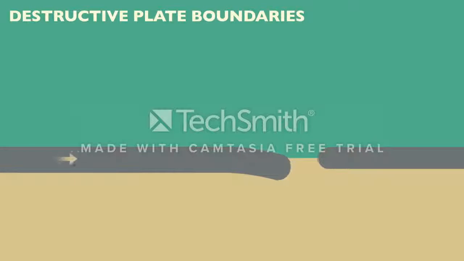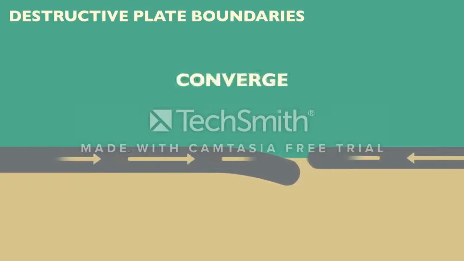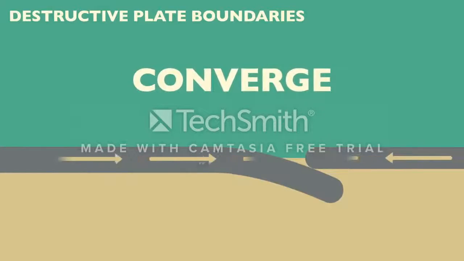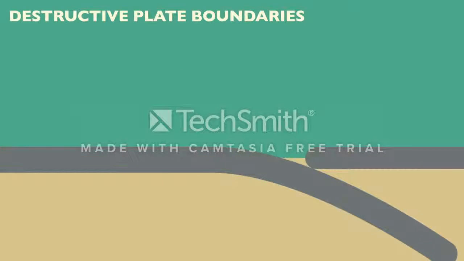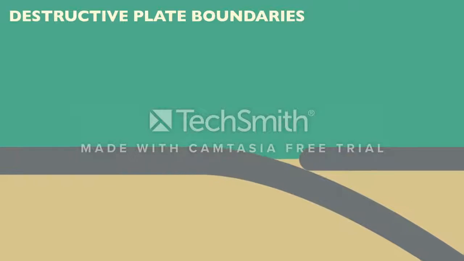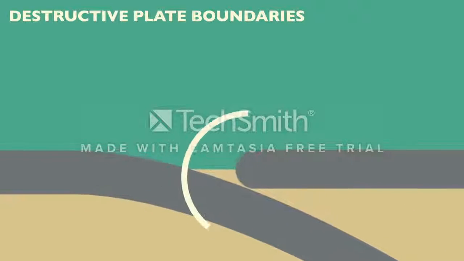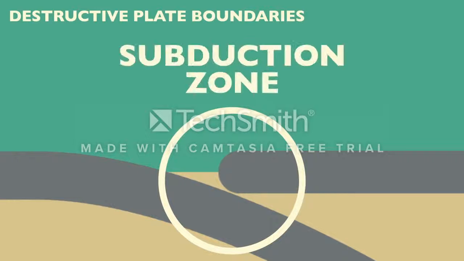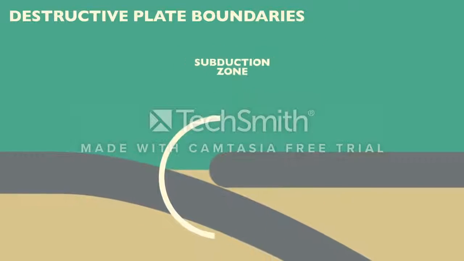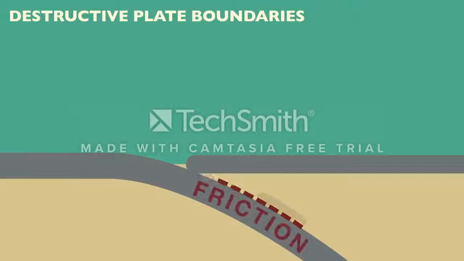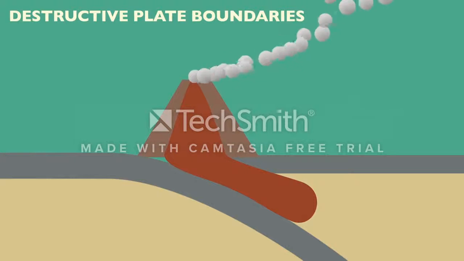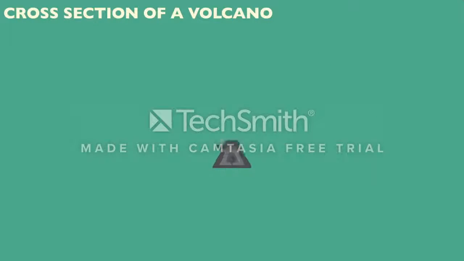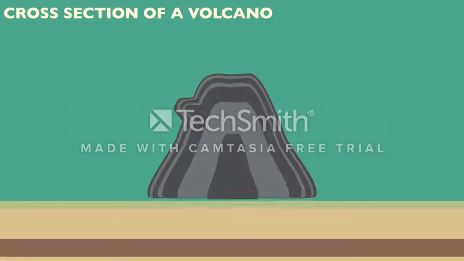At destructive plate boundaries, tectonic plates move towards one another, or converge, as the plates meet. One plate is pushed underneath the other, lighter plate. The point at which one plate is forced underneath the other is called the subduction zone. Friction causes the plates to melt, becoming molten magma. The magma then forces its way up the edge of the plate boundaries to form a volcano.